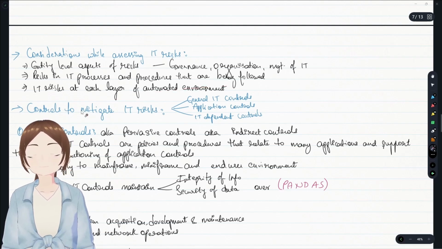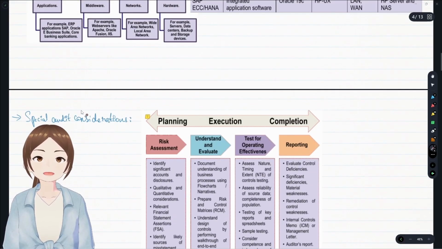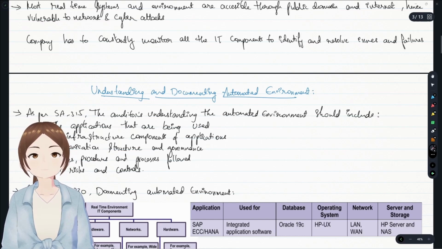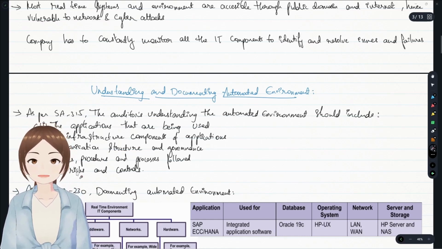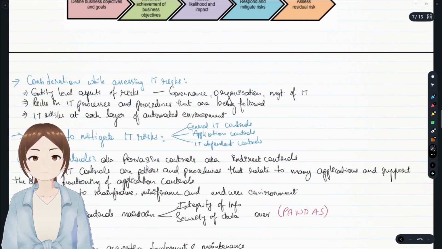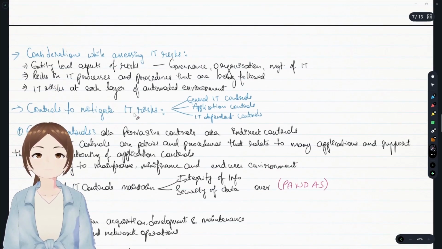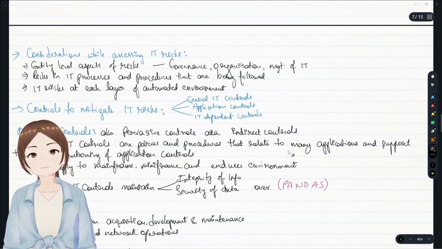Have you come across this? If so, here it is. Understanding and documenting the automated environment, organization policies, and IT risk. The same way, controls to mitigate IT risk. How do you control to mitigate IT risk?